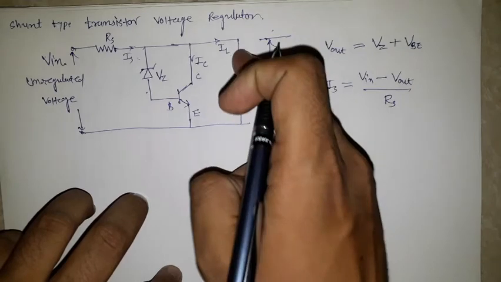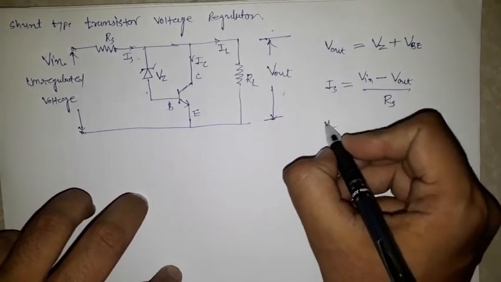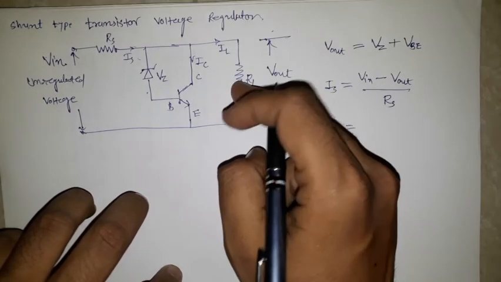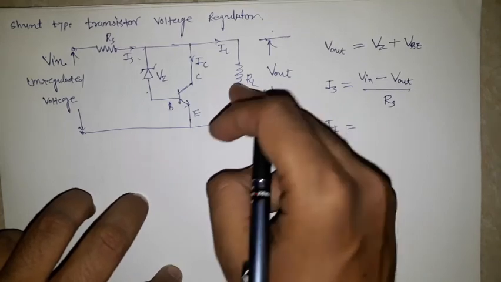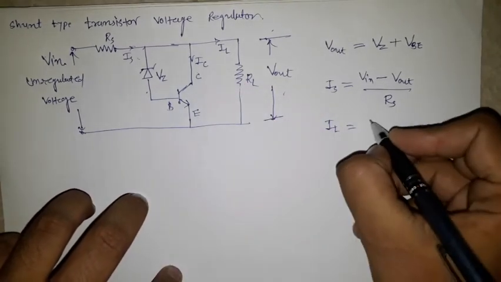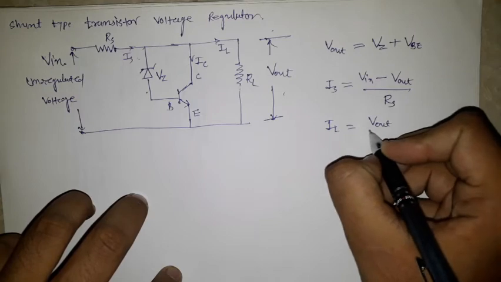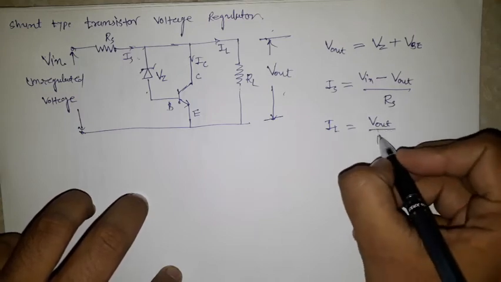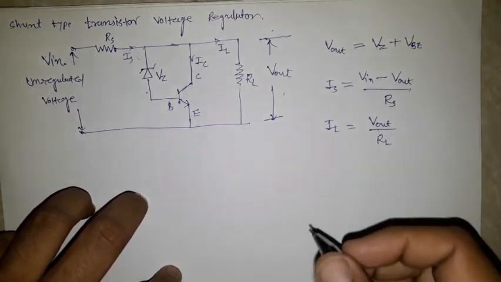Now how can we find the load current IL? Simple Ohm's law applies here. IL is equal to Vout upon RL. So this is simple Ohm's law.